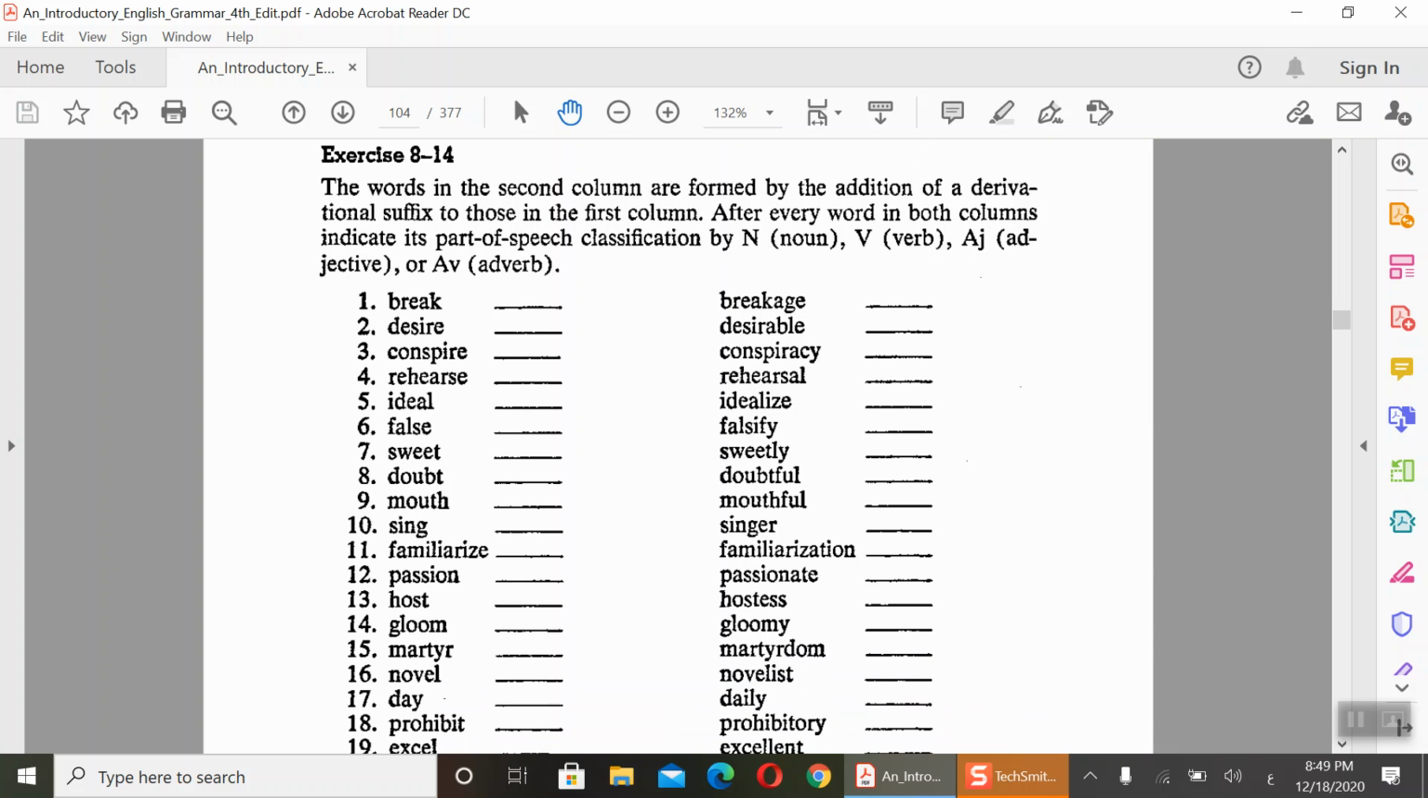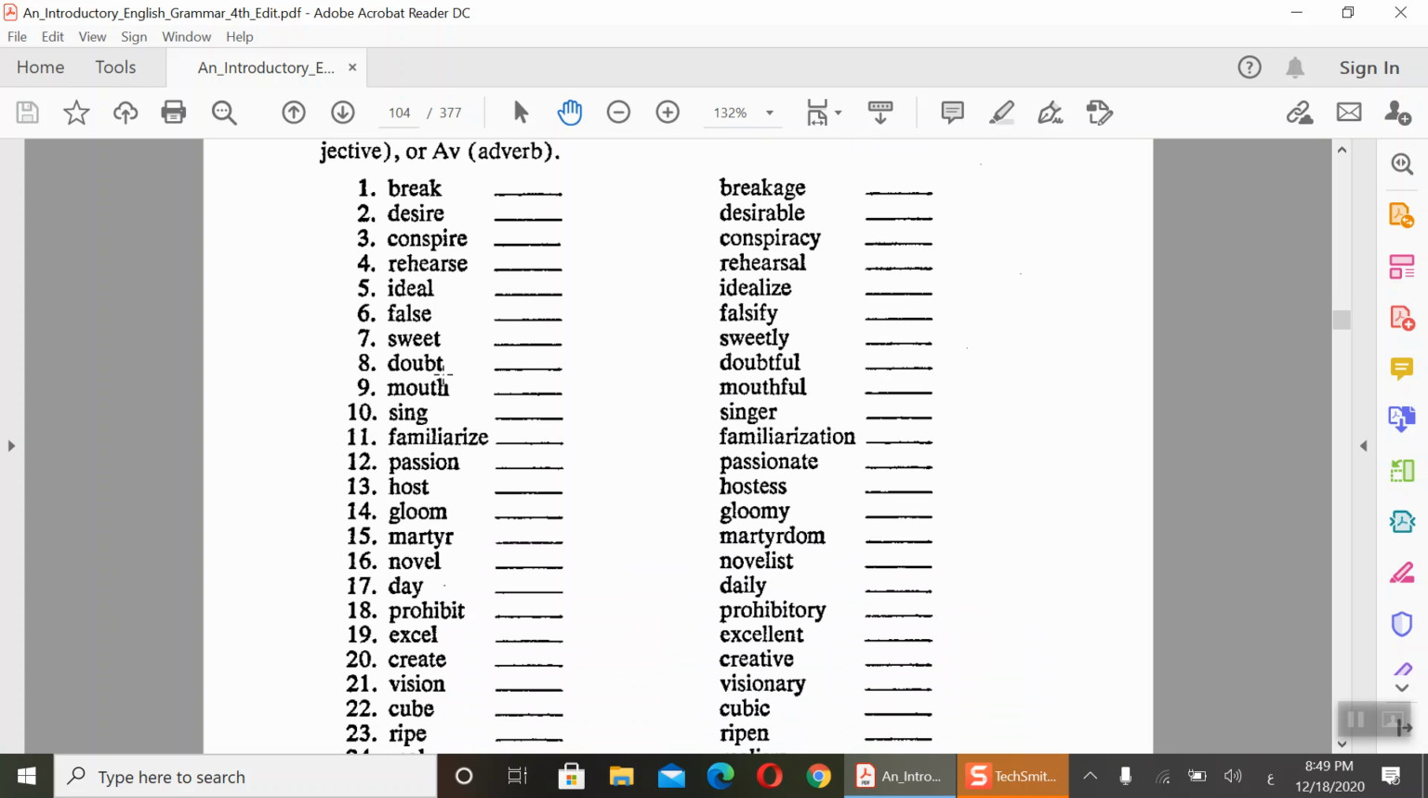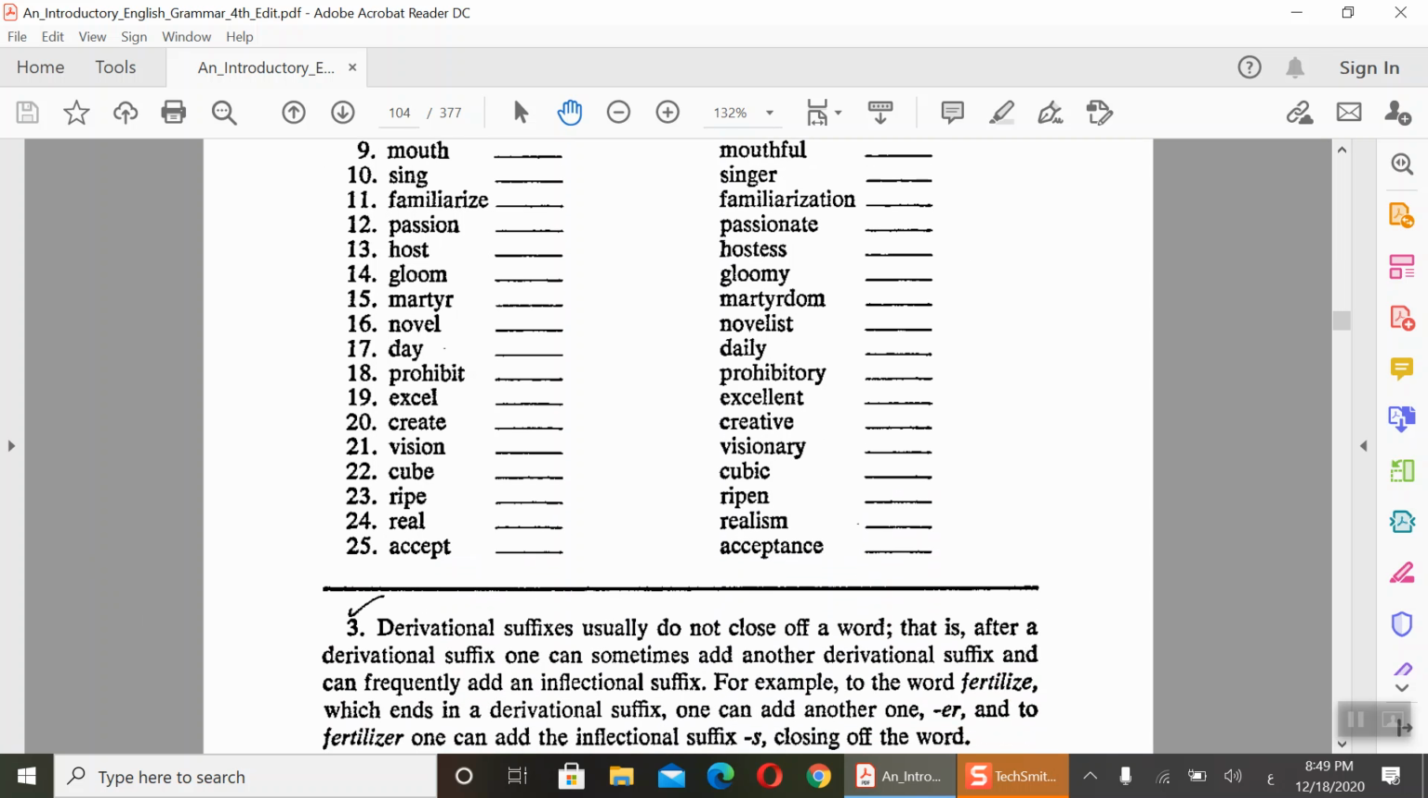The same here. False, adjective. Falsify, verb. Doubt, noun. Doubtful, what? Adjective. Change. Accept, verb. Acceptance, noun. Real, adjective. Realism, noun.